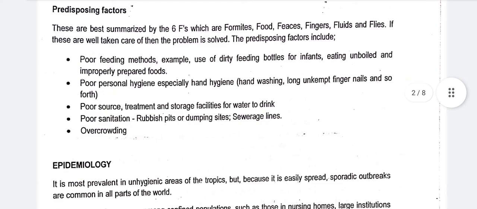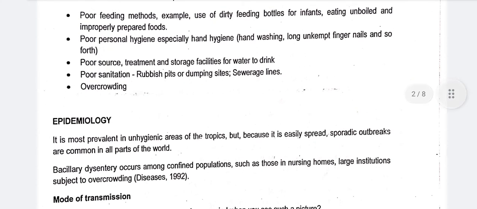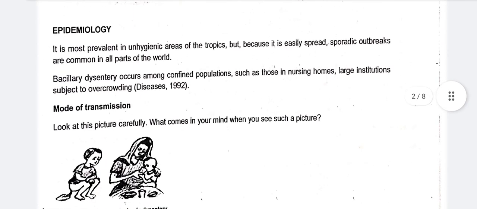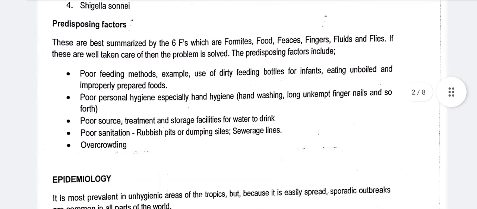Fingers, fluid, flies, and the issue of flies and covering of food. Food is left open. This could be a restaurant. They don't cover the food. Go into town, that's town center. Food is everywhere. People are cooking. There's no one who is covering anything. People are buying. Flies are everywhere. Okay? So those are predisposing factors.